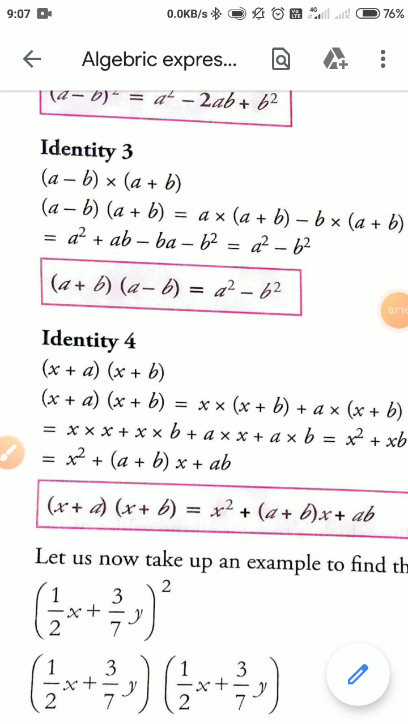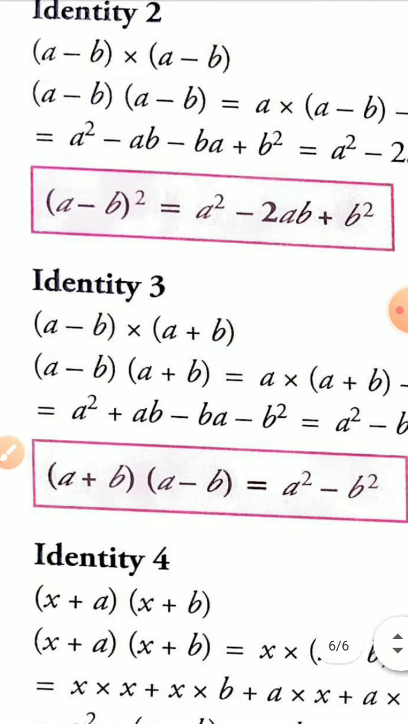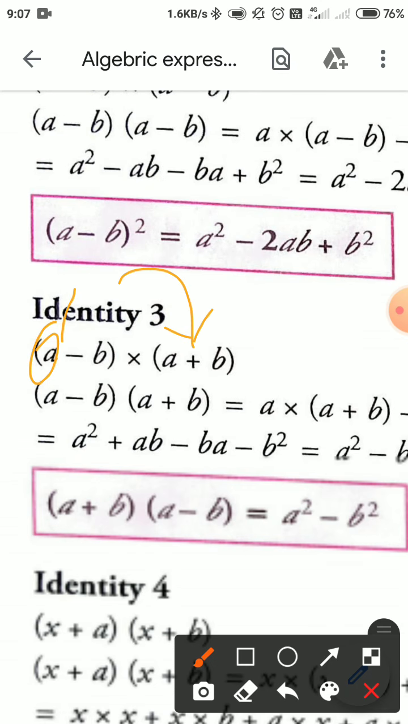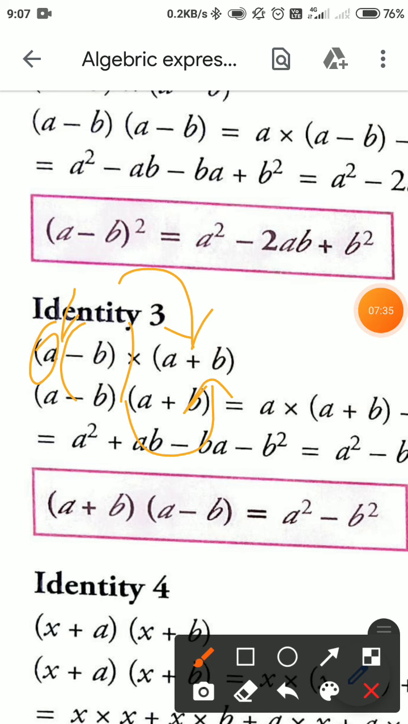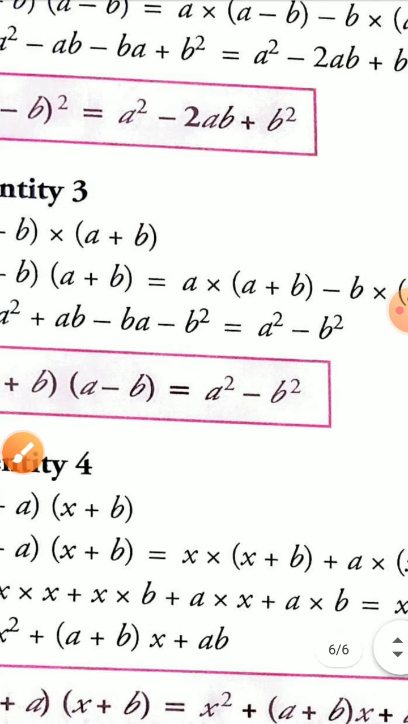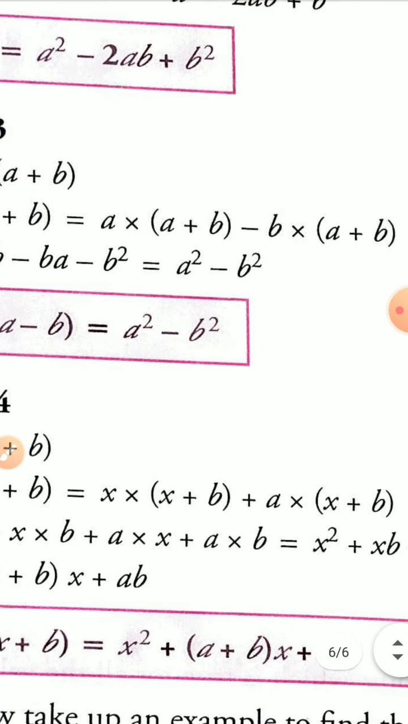Right, again this is the case of multiplication of binomial with binomial. What you will first do is multiply this a with a plus b, then multiply this minus b with a plus b, right? So again here you can see that if you multiply this a with a plus b, you will get a square plus ab. If you multiply this minus b with a plus b, you will get minus ba minus b square.